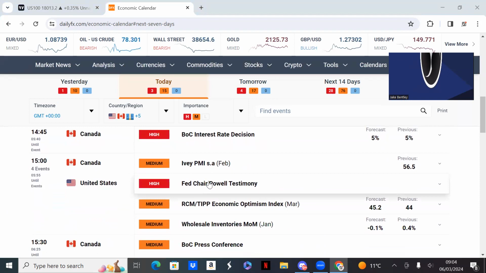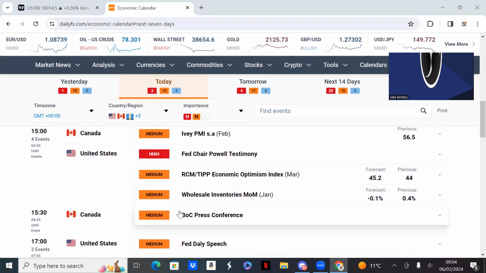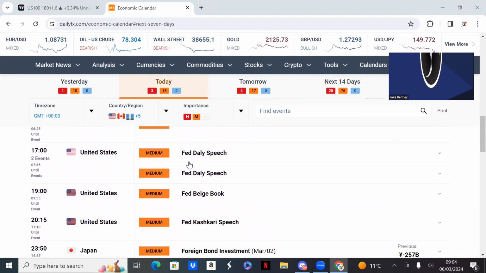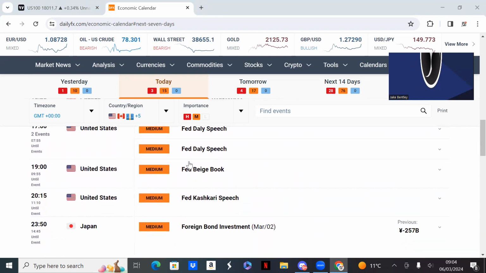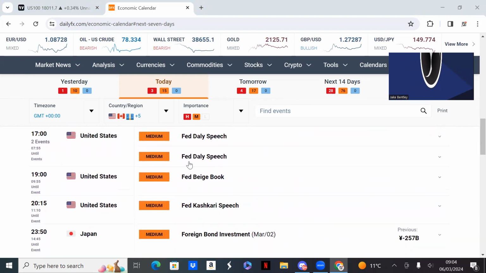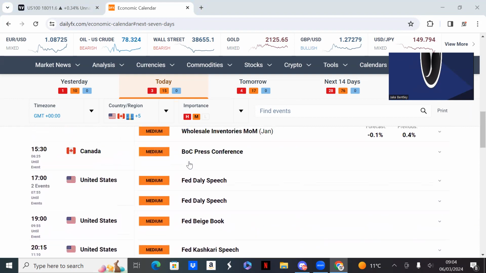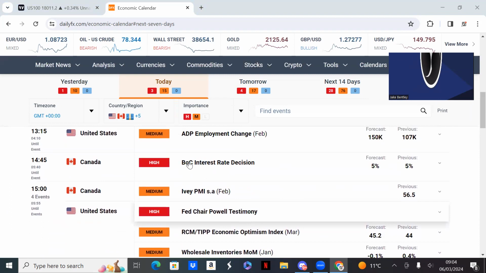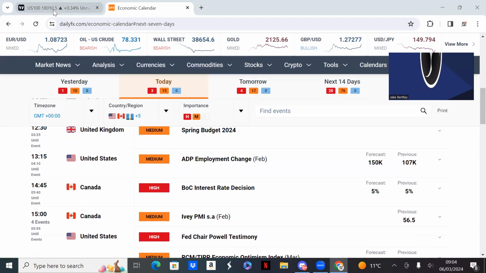So we have Fed Chair Powell testimony. We have wholesale inventories. So 1500 is the hour that we want to be looking at. Then obviously we've got the Fed daily speech and stuff like that. So we're going to see volume in the markets until probably about 8 p.m. today. It's going to be a late burner in the US 100, obviously with gold as well. They're basically going to move the same.